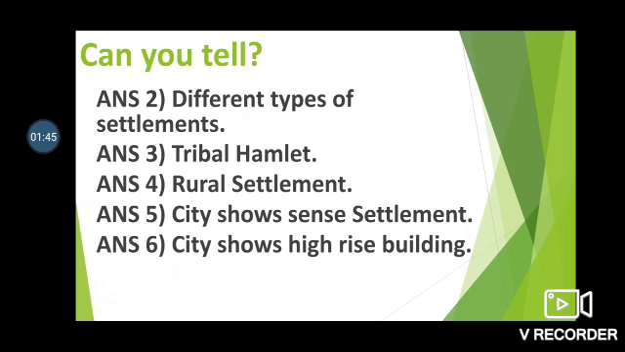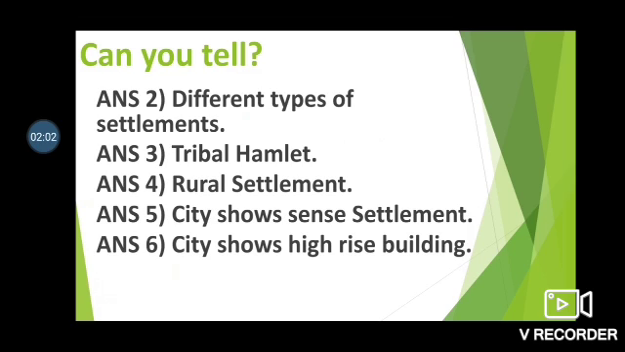Which picture shows sparse settlements, tribal hamlet? Sparse means very few people staying over there. Which picture shows agriculture? Children, when we talk about agriculture, village life comes to our head. So obviously that is a rural settlement.